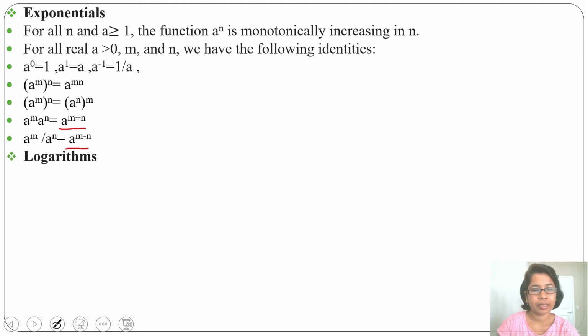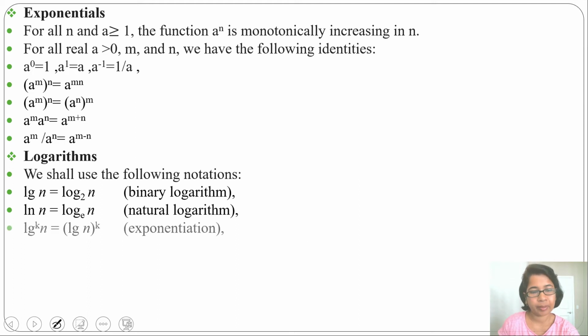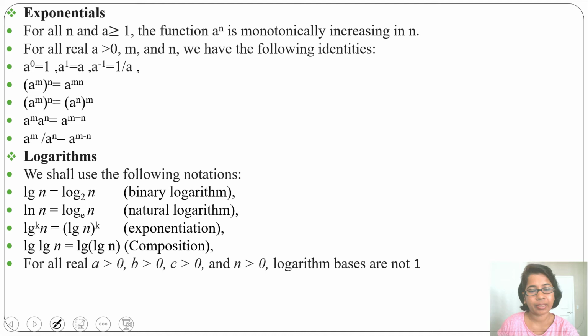Next, discuss logarithm. We shall use the following notations for logarithm. First, lg n equals log n base 2, that is called the binary logarithm. Then ln n equals log n base e, the natural logarithm. Then log power k n, that we can write as (log n) whole power k. It is the exponentiation. Next, log log n, that you can write as log of (log n). It is the composition.